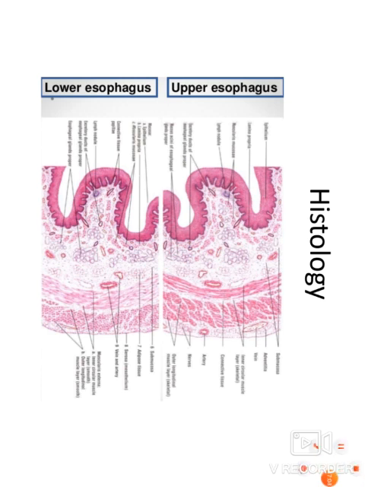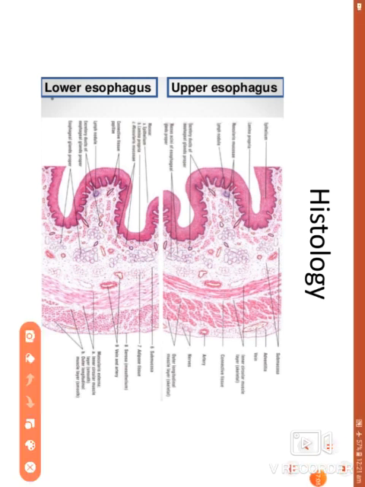Then we'll see the microscopic structure of the esophagus. Here you can see the inner aspect and the outer aspect. When we take a section, the lumen of the esophagus appears like this. It is folded, and you can see the folded mucosa.